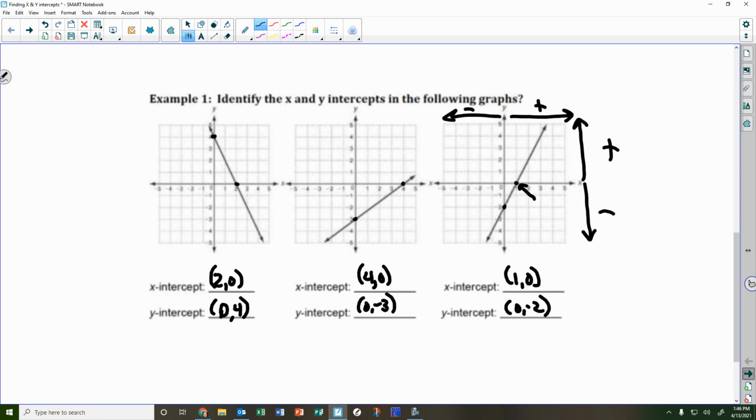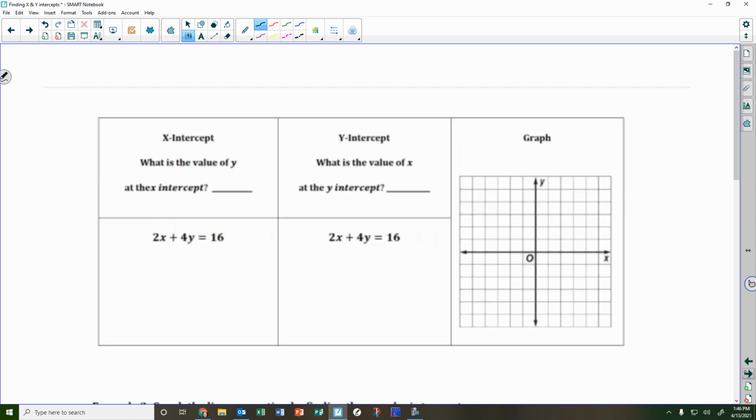So let's move on to the next page here because we'll start to get a little bit more in depth. And then I'm going to have you pause the video and work on a couple. So it says, what is the value of y at the x-intercept? Well, again, the value of y at the x-intercept is always 0. Just like the value of x at the y-intercept is always 0.